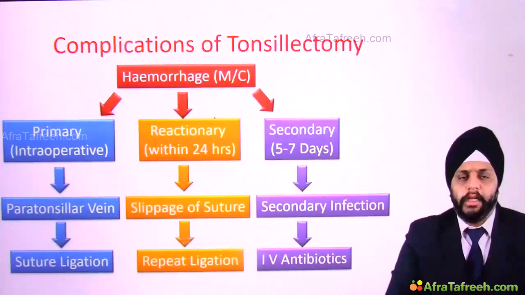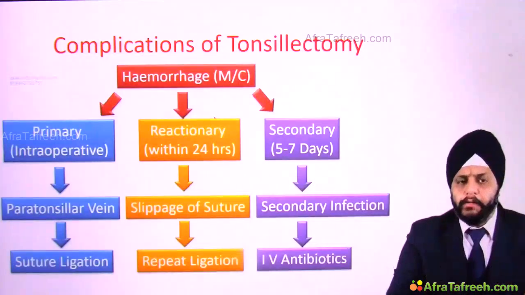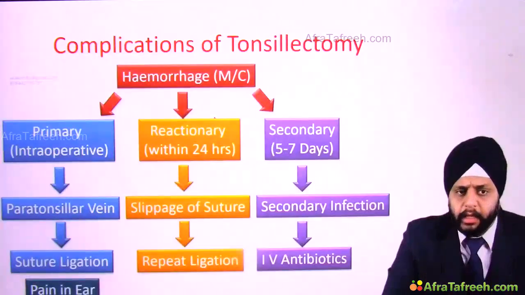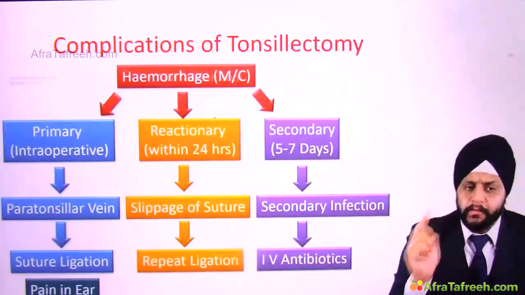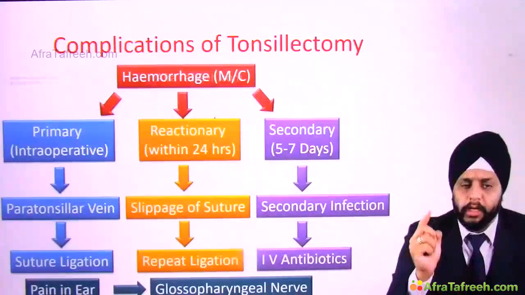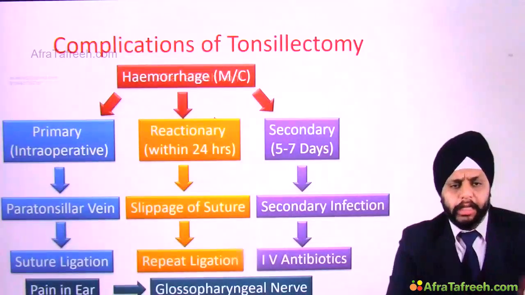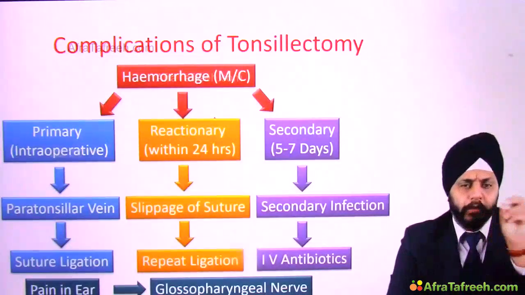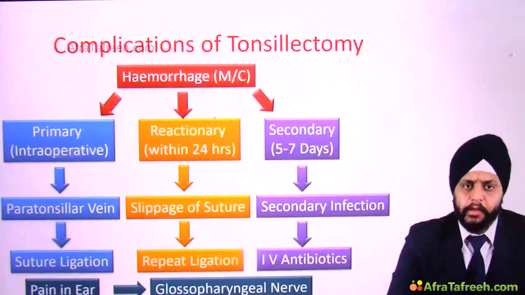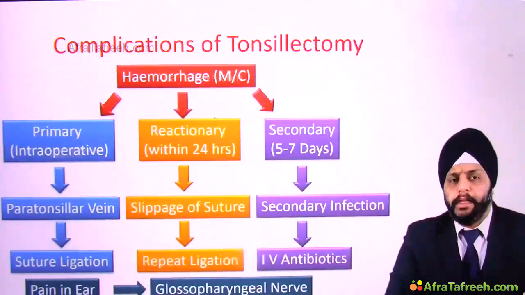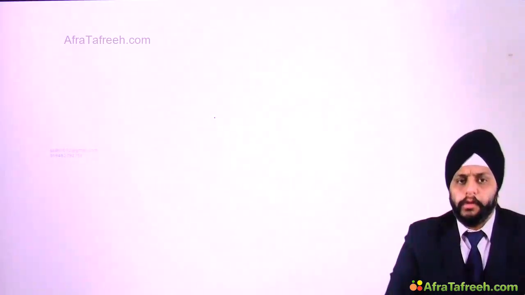So that was your hemorrhage, the most common complication of tonsillectomy. Other than this, we have already discussed patient can also have pain in the ear. Now remember, the pain in the ear, it's a referred pain caused by injury to glossopharyngeal nerve. So I've discussed the diagram earlier itself, that the glossopharyngeal nerve, it lies lateral to the tonsillar fossa, lateral to the superior constrictor muscle, and if you damage this nerve during tonsillectomy, it can lead to referred pain in the ear. Right? Okay, so these were the complications of tonsillectomy.